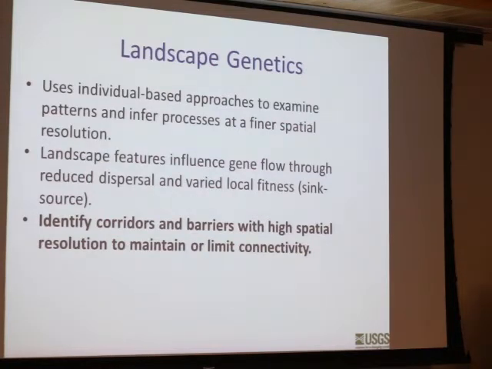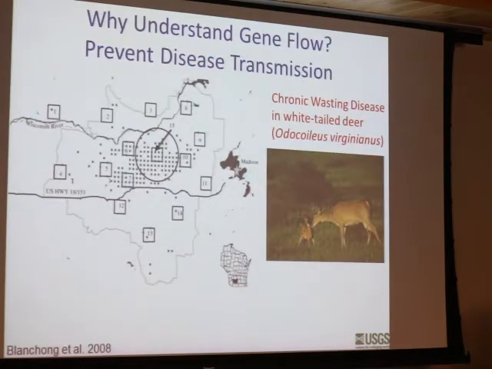And the main goal in terms of landscape genetics, or one of them, is to be able to identify corridors and barriers on the landscape with a really, really high spatial resolution in order to either maintain, promote, or limit connectivity between populations, usually, but also to keep a single population together. And we do this for a couple of reasons. One of the big ones is to try to understand how to prevent disease transmission.